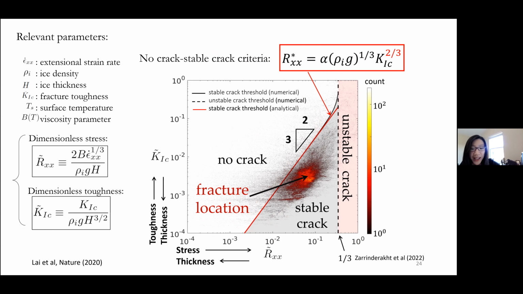And last year, there was a paper in The Cryosphere with a quite exciting result that reports the analytical value for this stable crack to unstable crack transition boundary, and that agrees quite well with my numerical solution. Okay, so this approach allows us to compare a physics-based model with observations over the entire Antarctic ice shelves. This would be otherwise quite difficult without the machine learning technique.